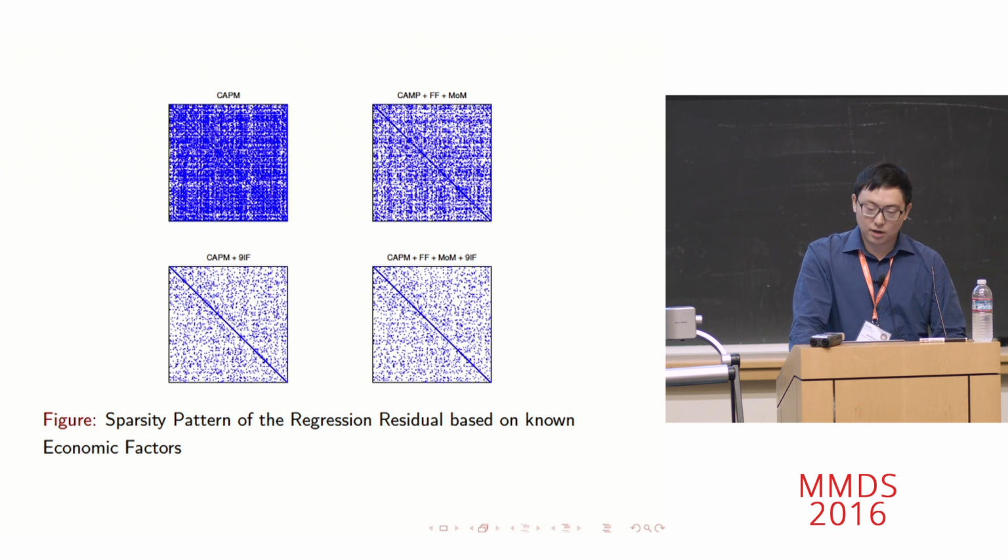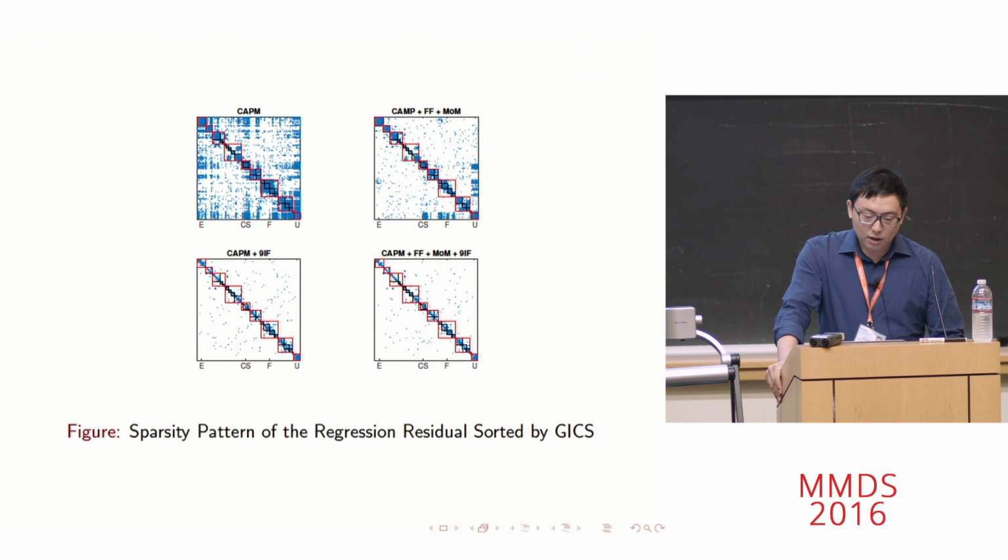We could have stopped here, but we want to move further to think about what drives those idiosyncratic covariances. So here what we did is simply first sort the stocks by their industry classification codes. In other words, stocks that belong to similar industries are clustered together. So in this red block, I list four sectors here: E is energy, CS is consumer staples, F is financial, U is utility.